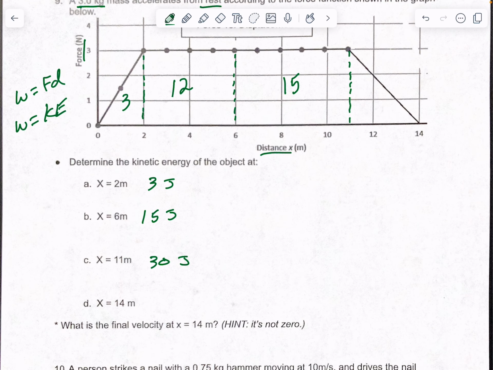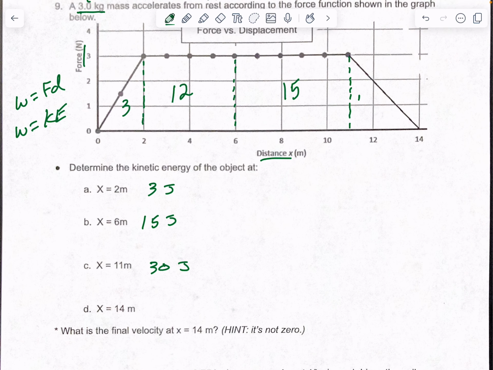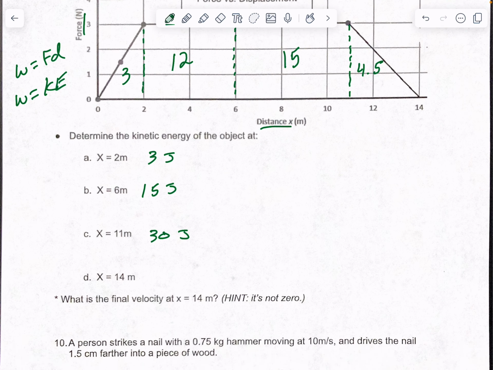Now, at 14, we have another triangle here. So our base is going to be 3. 3 times 3 is 9. Half that is going to be 4.5. We were so close to having no decimals. Oh, well. So add that all up, and that means our total kinetic energy will be 34.5 joules.